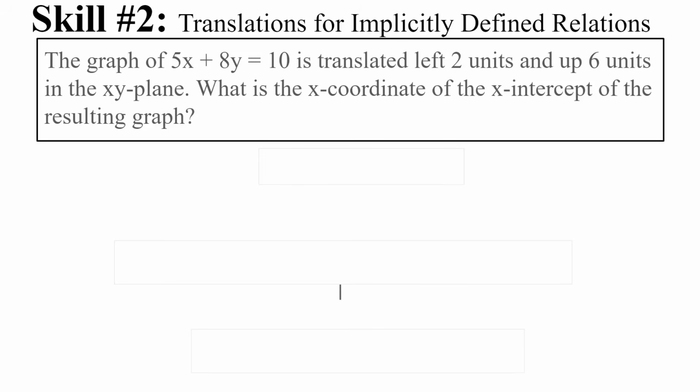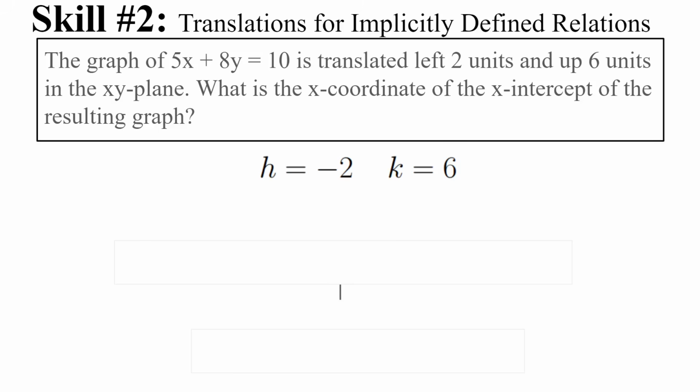So let's look at an example. The graph of 5x plus 8y equals 10 is translated left 2 units and up 6 units. What is the x-coordinate of the x-intercept of the resulting graph? Okay, this is a very tricky one, and probably wouldn't have one this complex on the digital SAT, but this is a good example to show you how this strategy works. So first we're going to find h and k. Well, left 2, so that means h is -2. Up 6, that means k is 6. So we write that down.